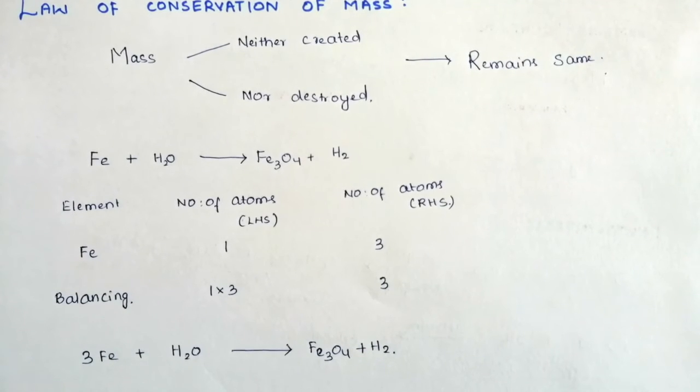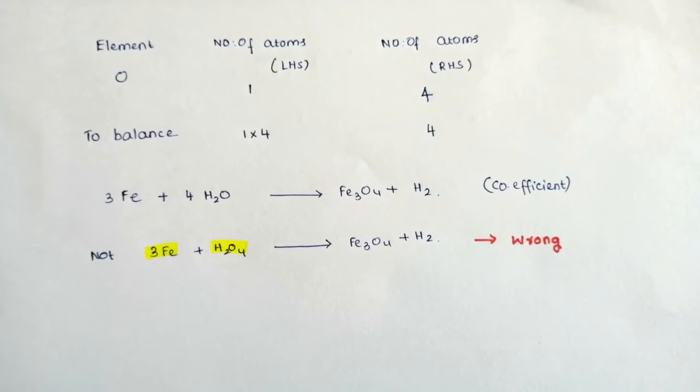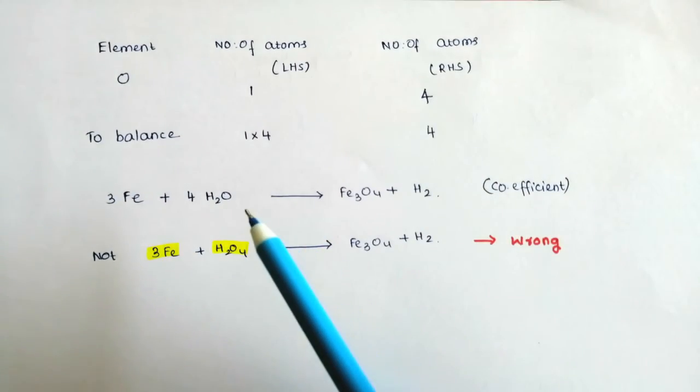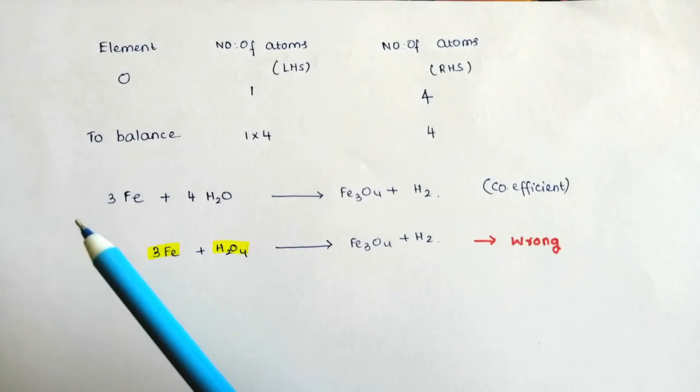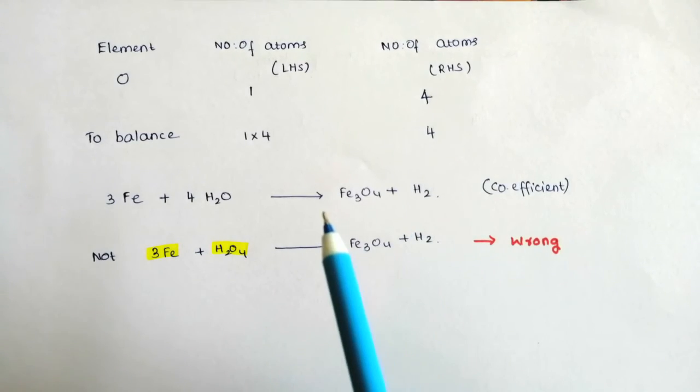So the next element we are considering here is oxygen. The number of atoms of oxygen on the left hand side is 1, whereas the number of atoms of oxygen on the right hand side is 4. To balance, what you have to do is multiply with 4, that is, take 4 as a coefficient. You have to put 4 as a coefficient before H2O. That is, 3 iron atoms react with 4 moles of water to form Fe3O4 plus H2. You are taking 4 as a coefficient here.